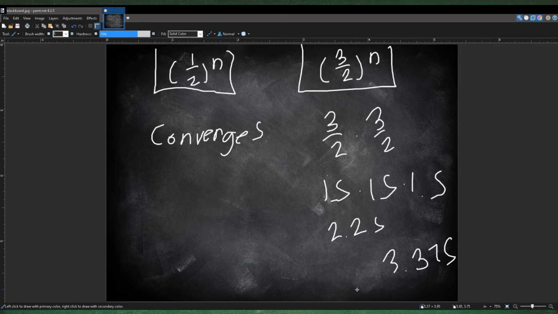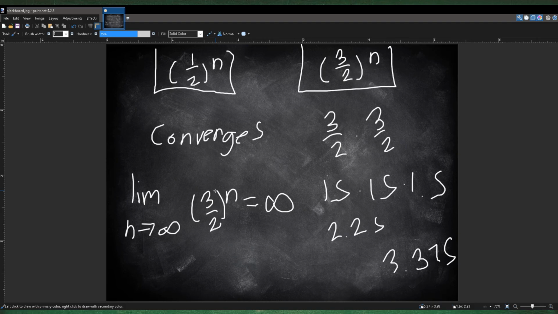So 3 over 2 to the power of infinity, if you put in a limit, right? The limit as n approaches infinity of 3 over 2 to the power of n is going to approach infinity because it's always going to get bigger. Since it does not have a single numerical number that it reaches, then 3 over 2 to the power of n as a sequence would not be converging. So it'd be divergent. So this one diverges.